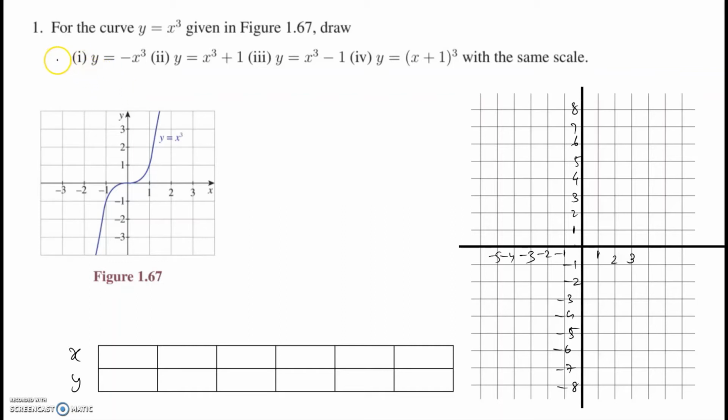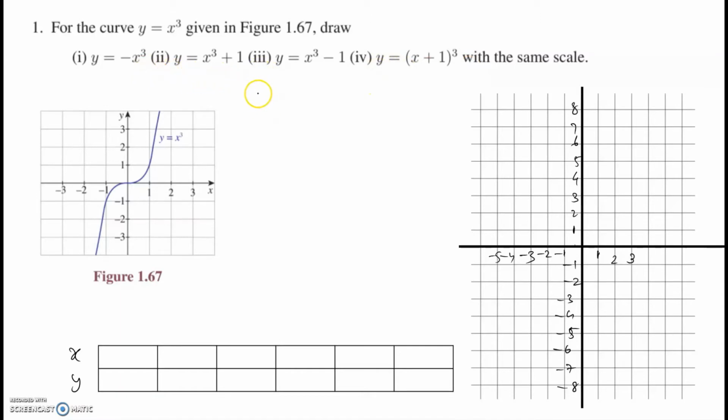In this video, we will solve problems from exercise 1.4. Question number 1. For the curve y is equal to x cube, given in figure 1.67, draw first, y is equal to minus x cube, second, y is equal to x cube plus 1, third, y is equal to x cube minus 1, fourth, y is equal to x plus 1 the whole cube. So let's draw each of them separately.